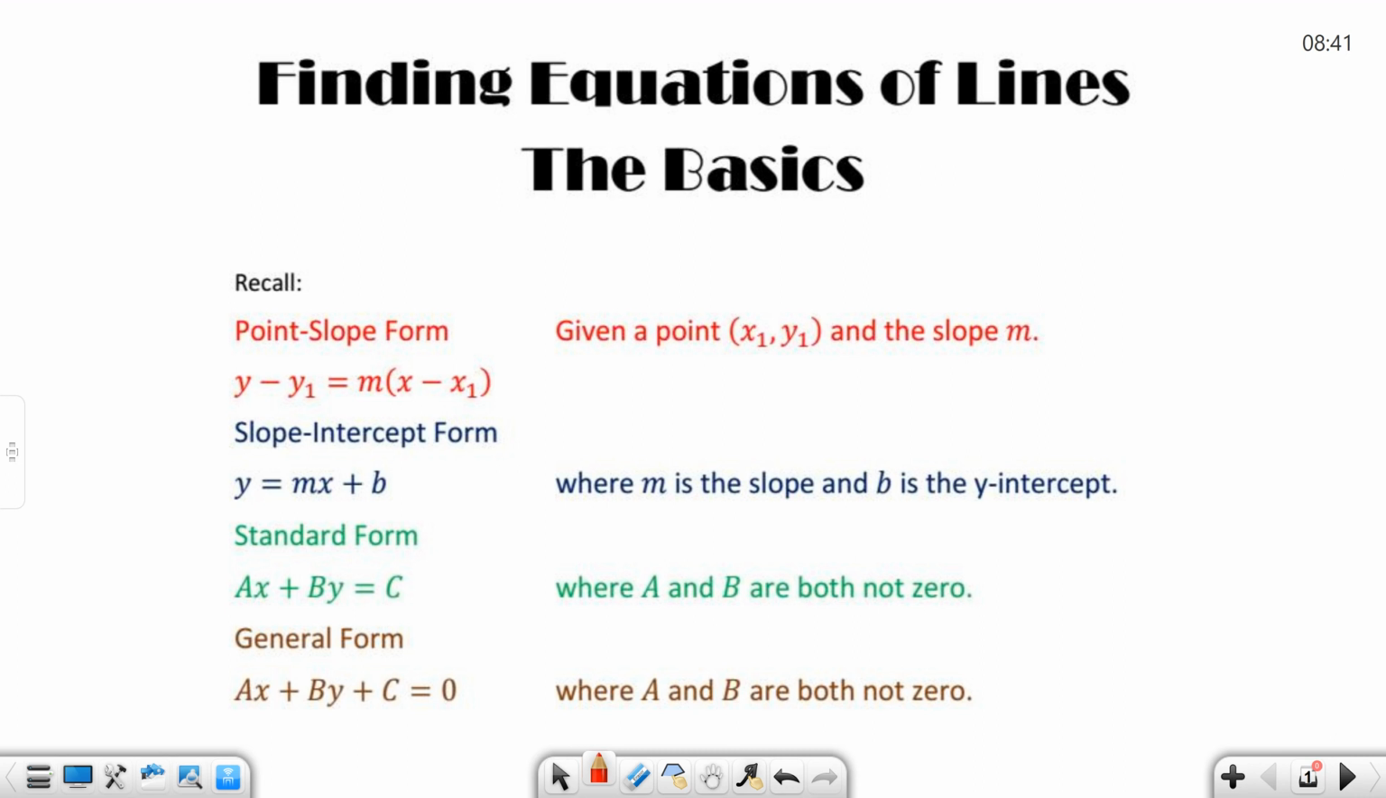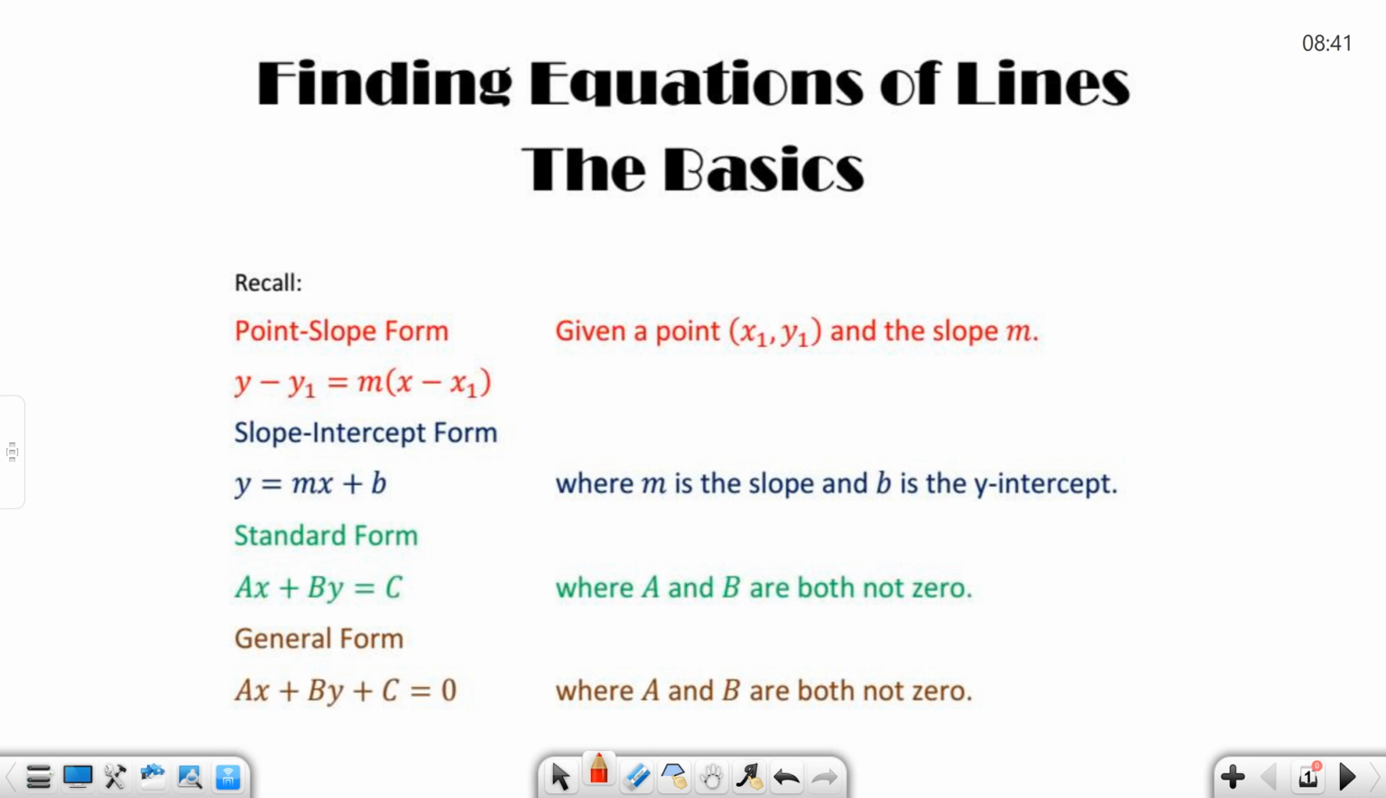Standard form, ax plus by equals c, where a and b are both not 0. You can't have them both 0 because then you have 0 equals some number c, and that doesn't have an x or a y, so it's not a line. General form, ax plus by plus c equals 0, where a and b are both not 0 again.